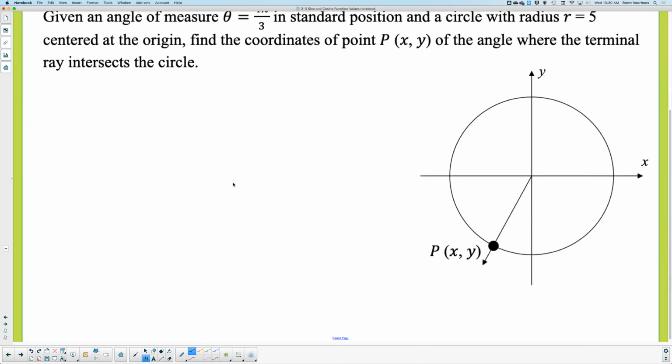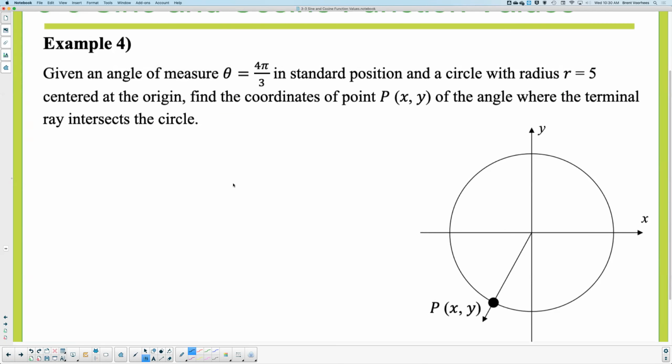All right. With that, I want to put that aside. Let's finish up the last few examples here. We're going to kind of switch gears here. It says, given an angle measure of 4 pi over 3 in standard position. I'm going to pause. I want you to think about where this should be. More than 1 pi or less than 1 pi? Where is 1 pi? Come on now. I need everybody knowing this. I know I'm introducing a lot of new stuff, but you need to get this one. This is from last class. Where would 1 pi be?